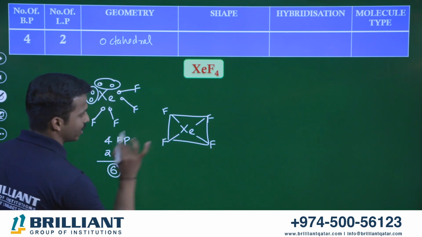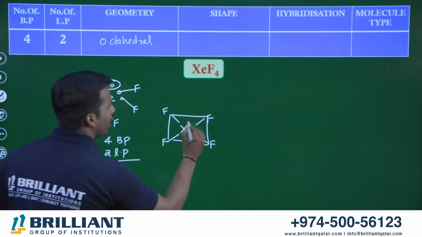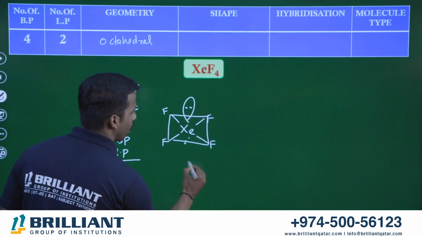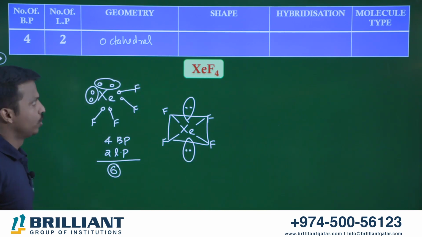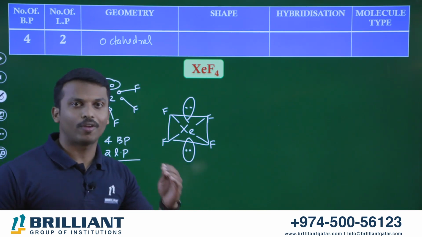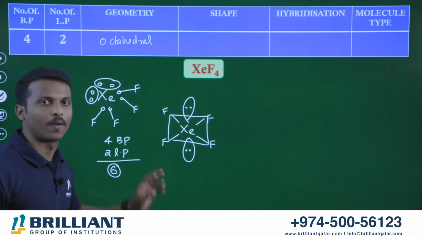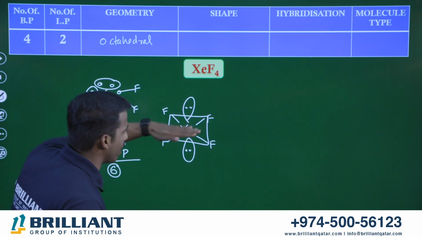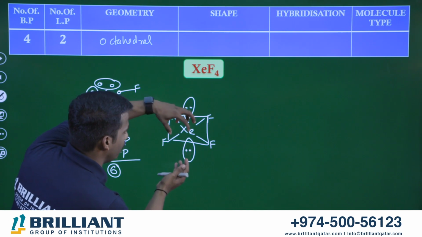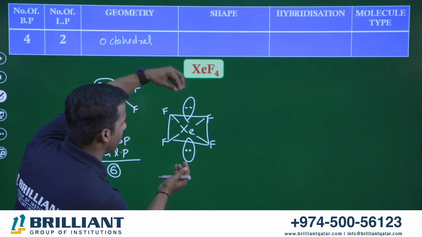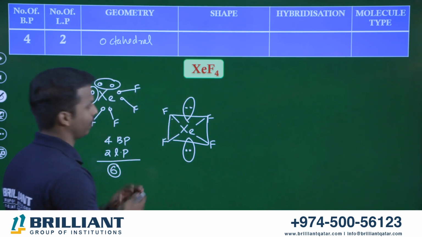Alright, dear students, square is ready. Where are the 2 lone pair? 1 lone pair above, 1 lone pair below. So when you're calculating the geometry of a molecule, I told you, you have to consider both bond pair and lone pair, how they are located. This is square, alright? This 4 is called square. If you consider lone pair, 1 pyramid above, and below, 1 lone pair, like this.